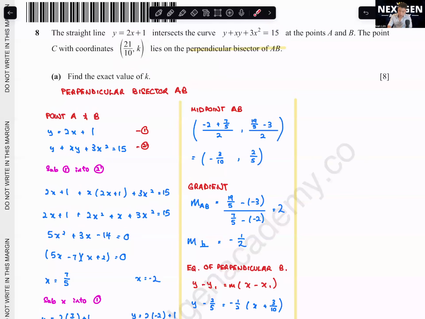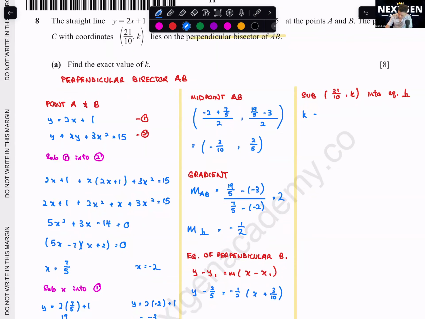Okay, so we're going to sub in when x equals 21 over 10 and y equals k. Here we will sub 21 over 10, k into the equation of the normal, the perpendicular bisector. So it becomes k minus 2 over 5 equals negative 1 over 10 times (21 over 10 plus 3 over 10). Okay, go and simplify this entire thing.